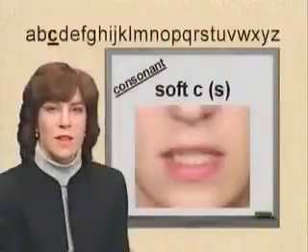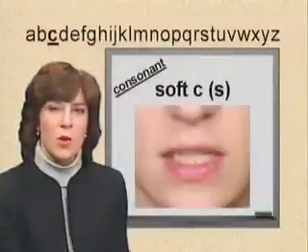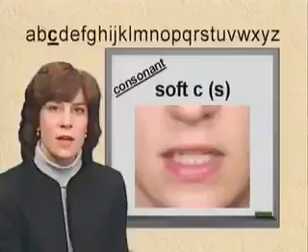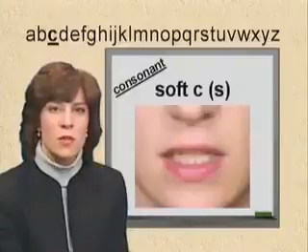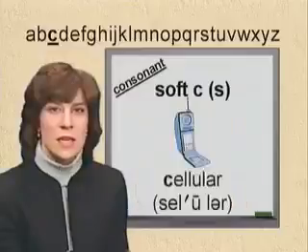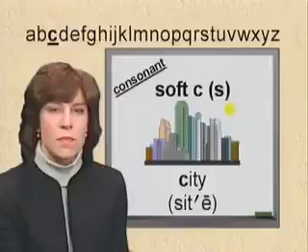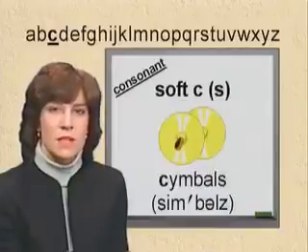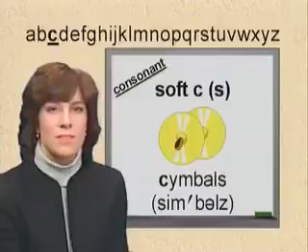Soft C. The soft C sound is made by opening the mouth medium wide. The teeth are shown clenched together. The tongue touches all of the bottom teeth. Air is blown through slowly. S. Cellular. City. Symbols.